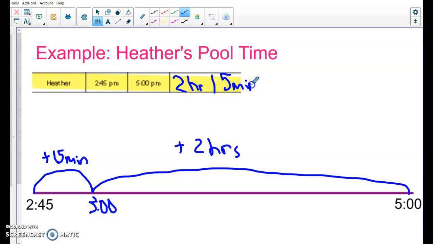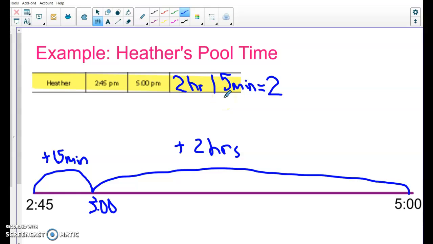Now, if you want to challenge yourself, you can write that as a fraction. Okay? I know that my hours is my whole number. So I would have, as a fraction, it would be 2 hours. And then I have to look at my minutes. My minutes is a fraction of an hour because I don't have a full hour.